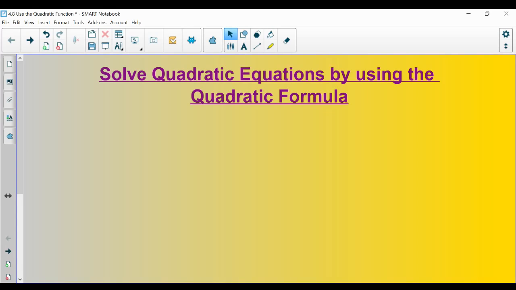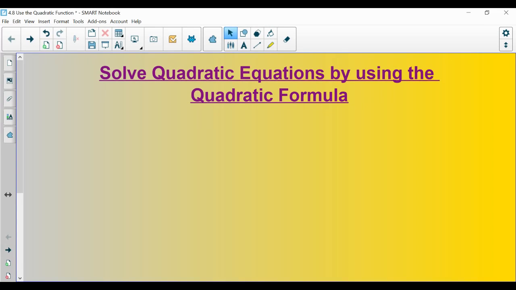Hello, Algebra 2 students. This is going to be a two-part lecture for section 4.8 on the quadratic formula. What I want to talk about first is kind of why we need the quadratic formula. That's going to be the first part, and then the second part is going to be actually utilizing the quadratic formula.